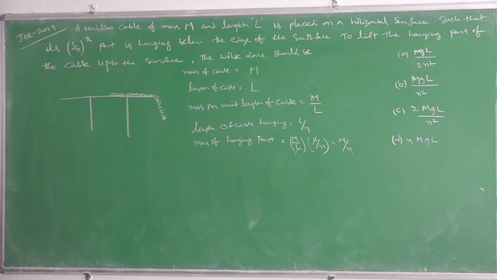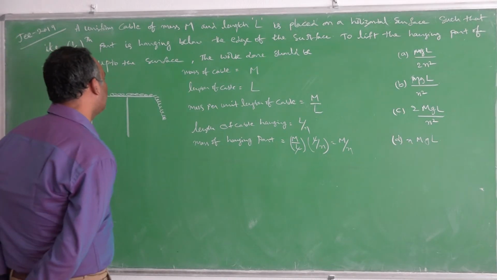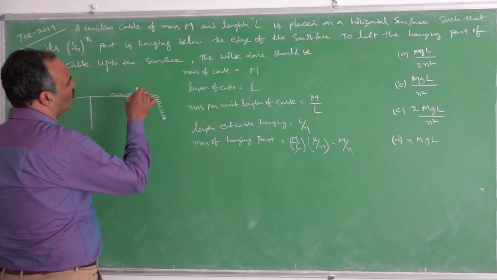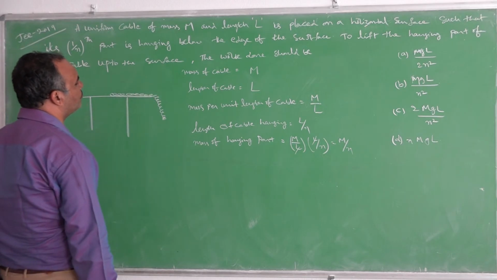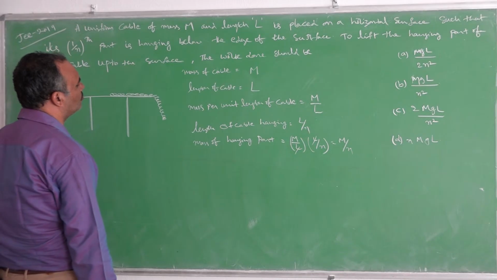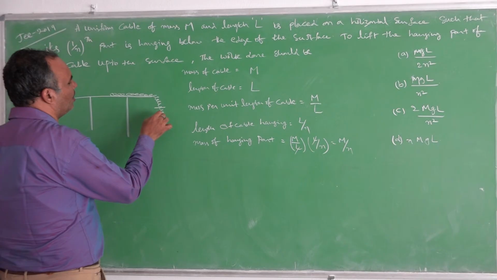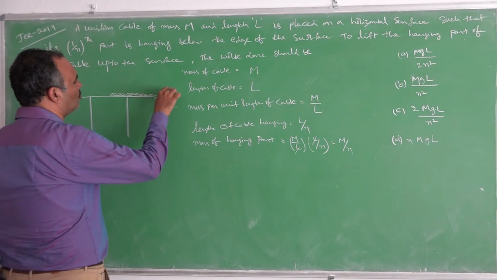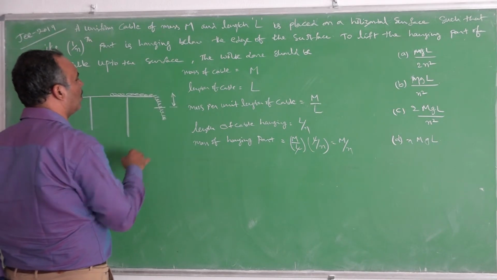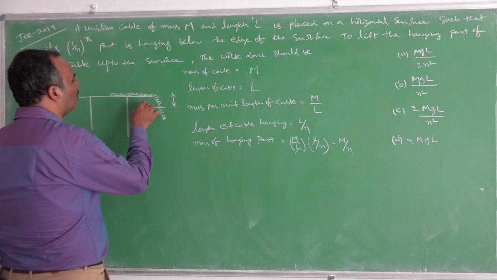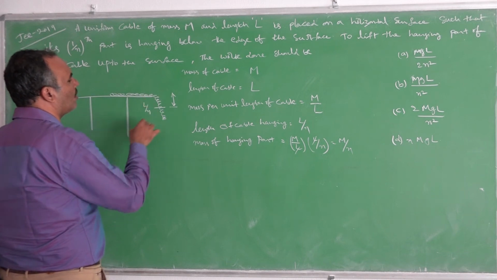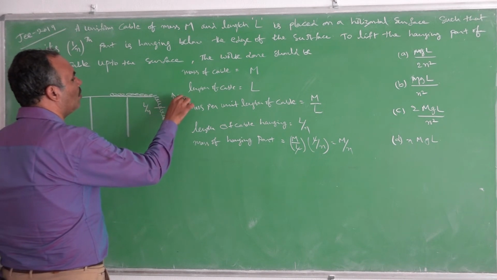If you want to lift the hanging part onto the table, the center of mass of the hanging part should be displaced from this point to this point. Actually, the length of the hanging part is L by N. It should be lifted through L by 2N distance.